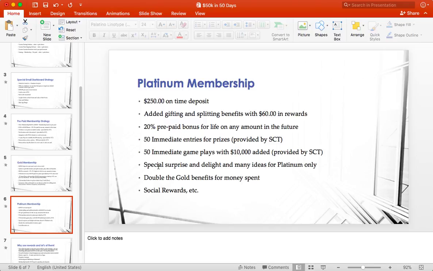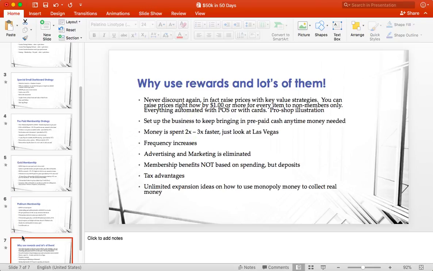Yeah, we get special surprise and delight, all automated with the technologies that I'll show you. Double the gold benefits for money spent. I mean, we get social rewards. We can just load up on things that don't cost your business anything, and now you're taking $250 in. We can easily get this from 1,000 people in your neighborhood with the email strategy. That's a quick $250,000. And you never have to advertise to these people. As a matter of fact, let me go over this real quick, and then we're going to close this session off, and I'm going to show you the technologies we use to do this, which is why we can guarantee you get so much money.